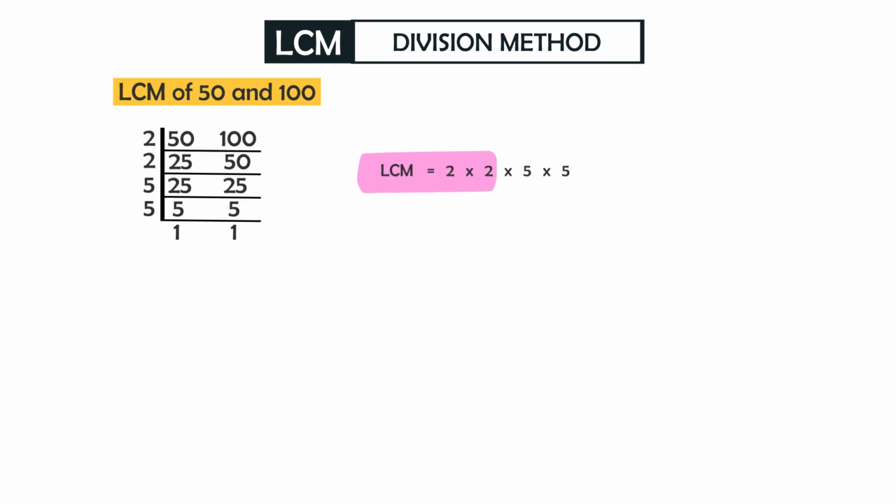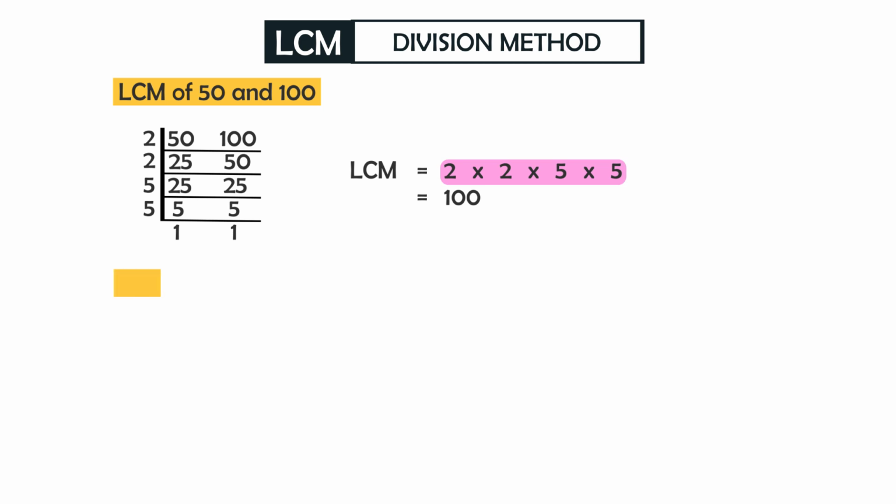Now let's find the LCM of 50 and 100. 50 and 100 divided by 2 is 25 and 50. Then divided by 2 is 25 and 25. Then both 25s divided by 5, then we have 5 and 5. Then divided by 5, then we have 1 and 1. So the LCM of 50 and 100 is 2 into 2 into 5 into 5. Altogether it's 100. So LCM of 50 and 100 is 100.